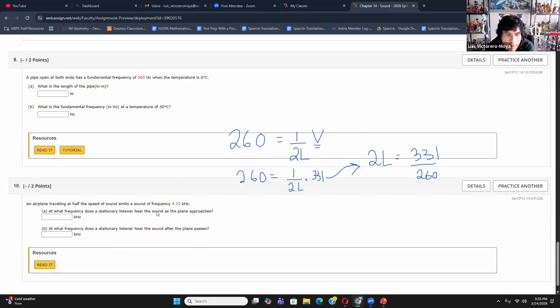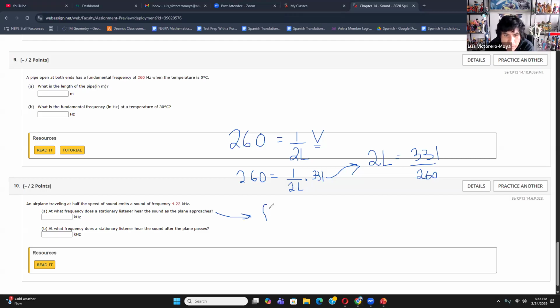This one is Doppler effect. Again, think about it, right? You have an airplane traveling at half the speed of sound. So half of 343, that's the speed of the source. And it is emitting a sound at this frequency. You have the stationary listener. So in here, let's actually do this one.